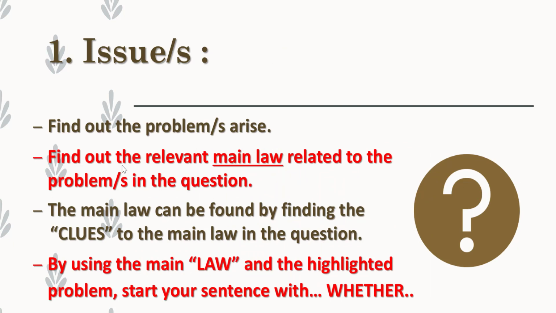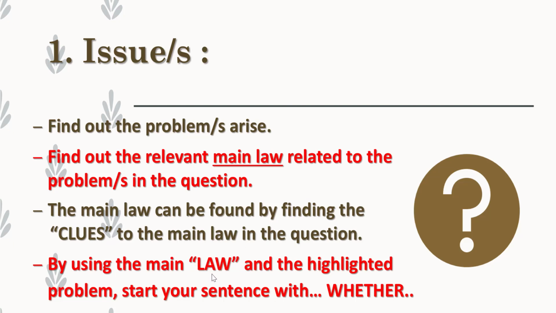All right. The first essential or the first element in order to answer the question is by giving the issues. This is very important where you have to give the accurate issues in order to get a correct answer. Okay, what you have to do is that first, when you get the question, you have to find out what are the problems that arise in the question. And then you have to find out what are the relevant main law that is related to the problems in the question. This main law can be found by finding the clues or any words, any phrase which lead you to the main law in the question.